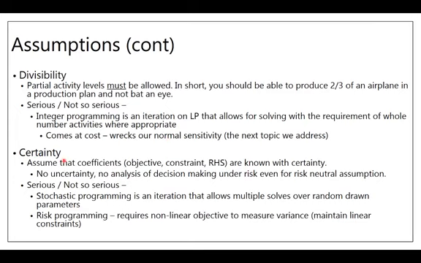Then the second one is certainty, and this is a topic we're going to move into in Module 4, uncertainty. We assume the coefficients are known. There's no uncertainty, no analysis of decision making under risk. Even when the decision makers are risk neutral, we want to know what they're facing, what the uncertainties are. Is it serious? Is it not so serious?